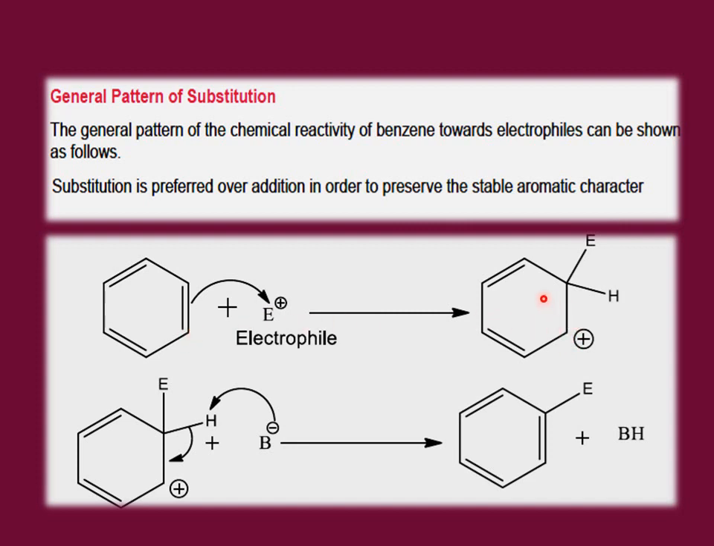Now students, in the presence of any base, what is going to happen? Instead of attacking over here and making a bond and satisfying the valency of this carbon, benzene prefers to regain its aromatic character. This base abstracts a proton, and the bond between carbon and hydrogen is shifted in the benzene ring, making a double bond again. In this way, the hydrogen which was present in the benzene ring is substituted by an electrophile, and the aromatic character of benzene is again conserved. So this is the general pattern of substitution for an electrophilic substitution reaction.